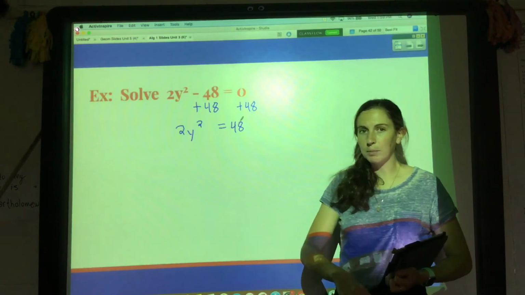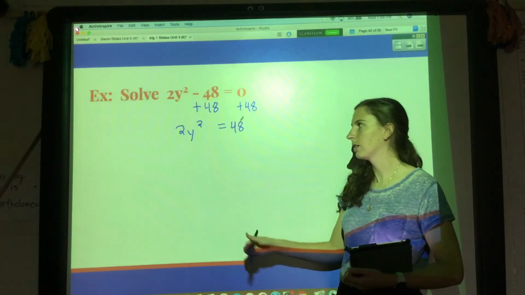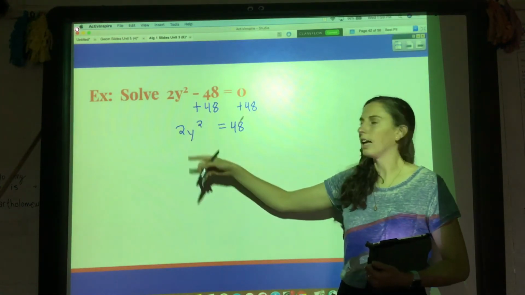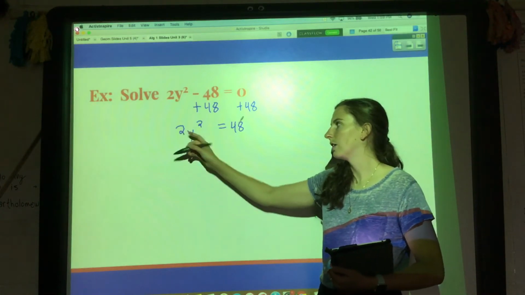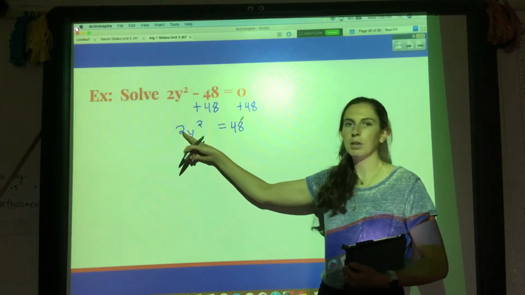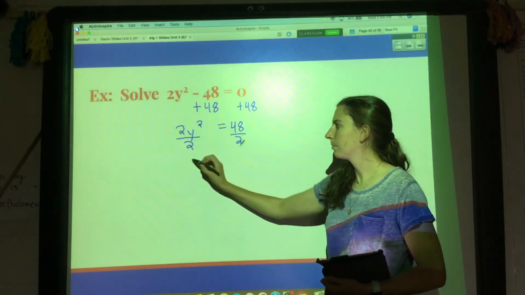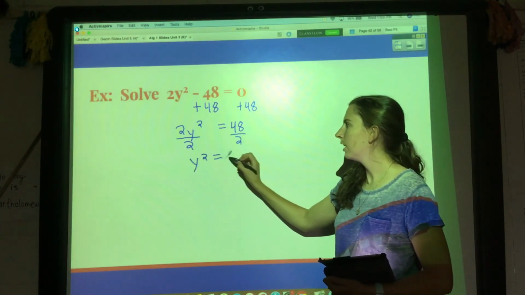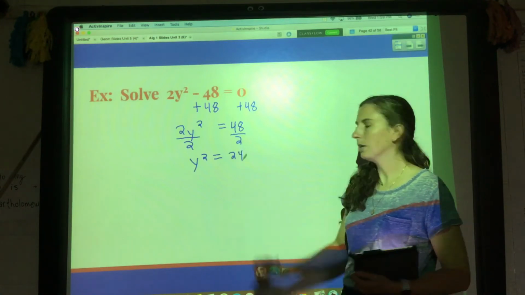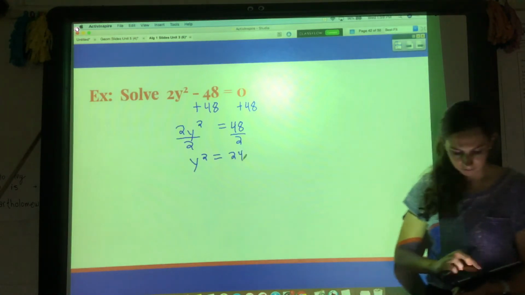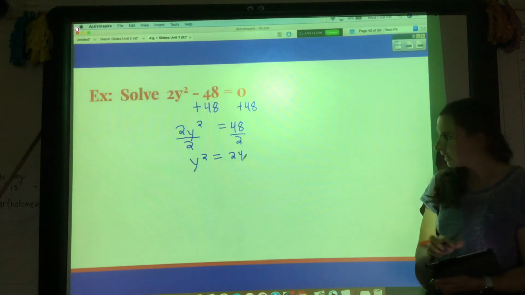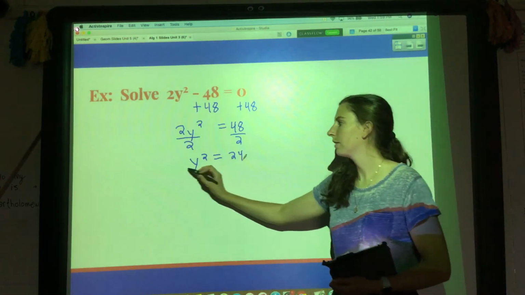Next, if I'm going backwards in order of operations, I've got to save the exponent till the end. The next thing that needs to go is the 2. And since I'm multiplying by 2, to get rid of it, I'll divide by 2, leaving y squared equals 24. And then to get rid of squared, I'll square root.